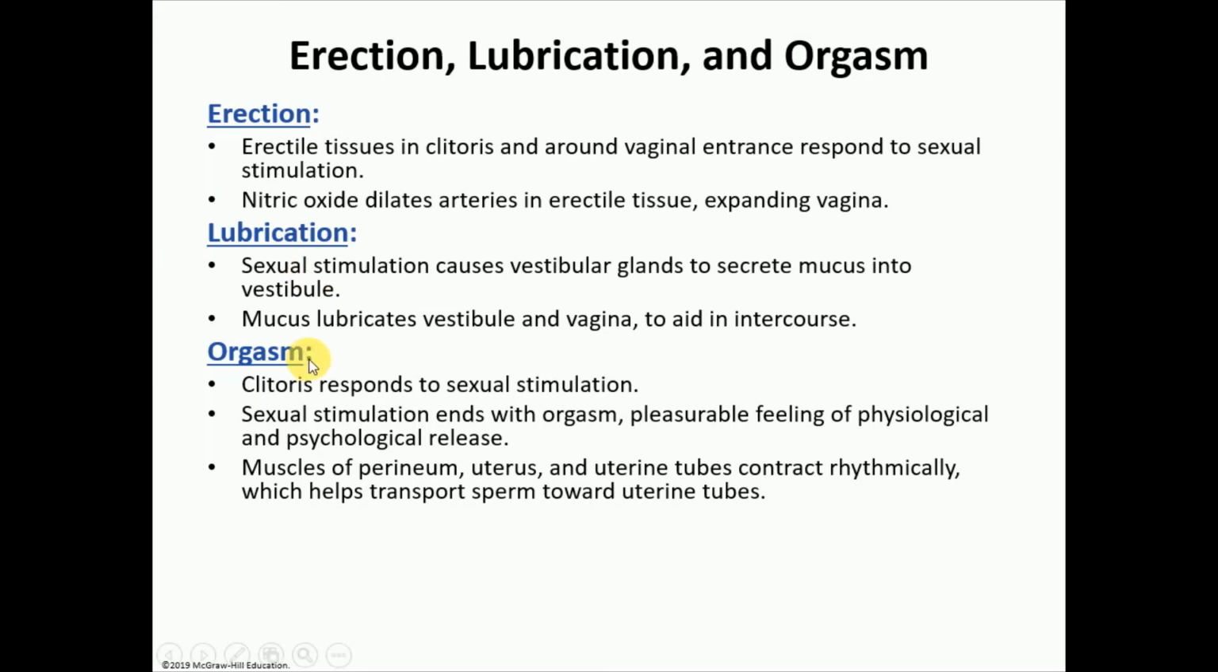And then there's orgasm, where, due to sympathetic stimulation, there are peristaltic contractions of the perineal muscles, the uterus, and the uterine tubes. And those are going to be helping in the transport of the sperm towards the egg.